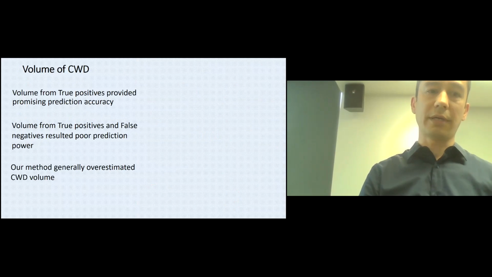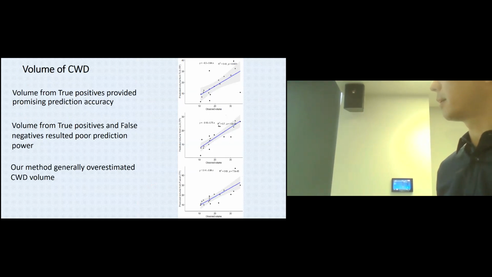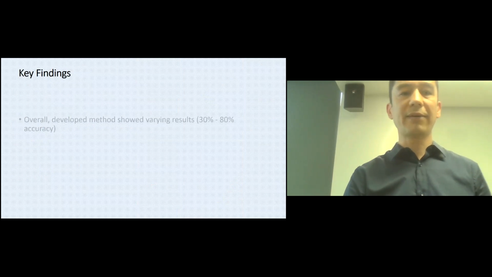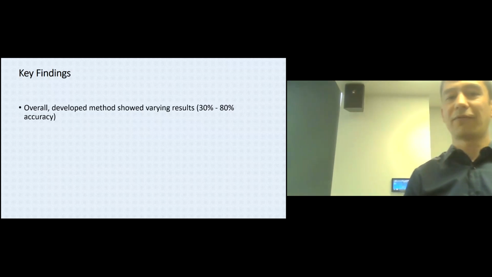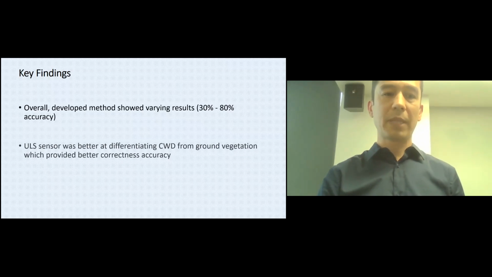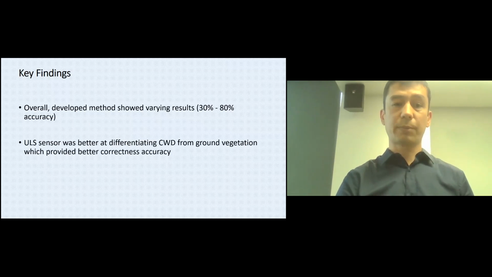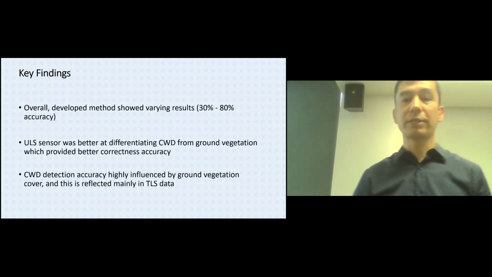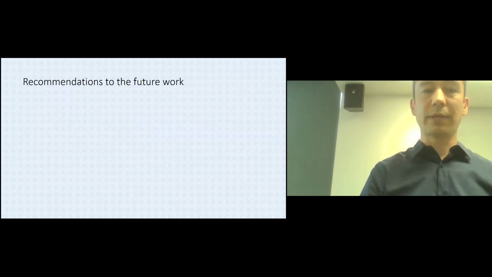We also calculated volume of coarse woody debris. Again, R-square is quite promising, especially for ULS and the merged data. So key findings were that the developed method gave varying results from 30% up to 80%. The ULS sensor was better at separating coarse woody debris from ground vegetation, which provided better correctness accuracy. So CWD detection accuracy is highly influenced by ground cover vegetation, and this is reflected mainly in the ULS data.